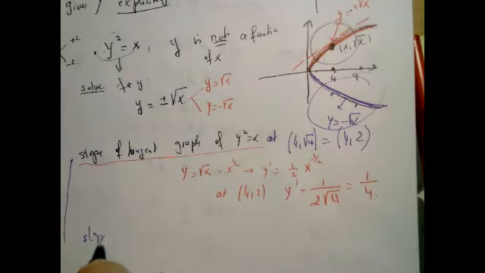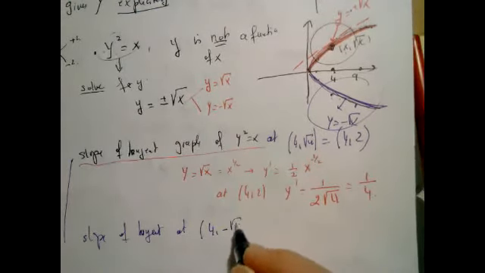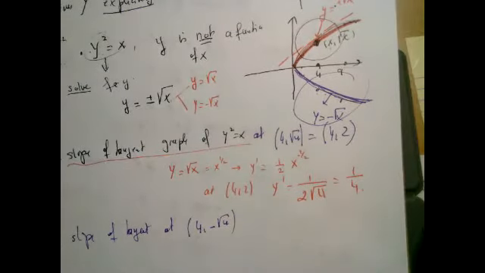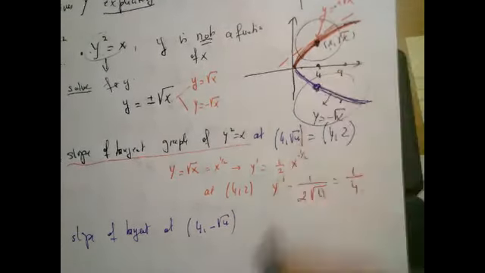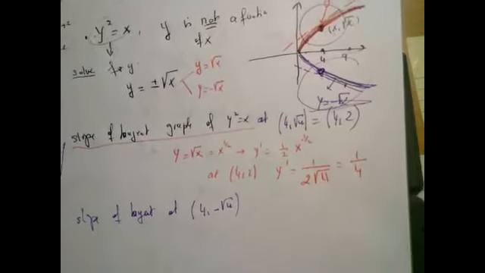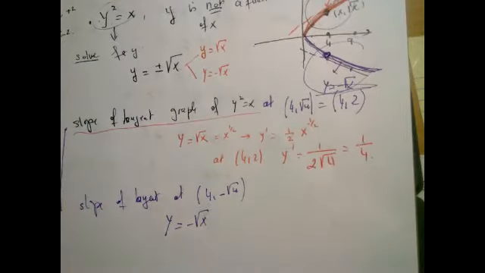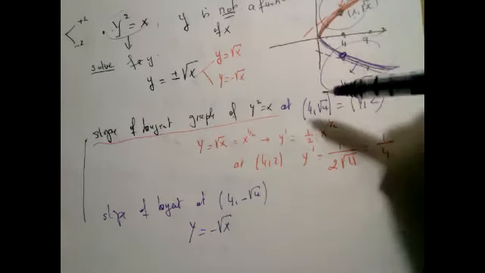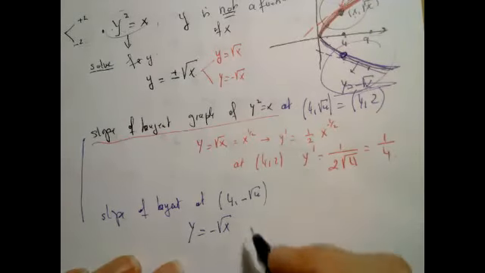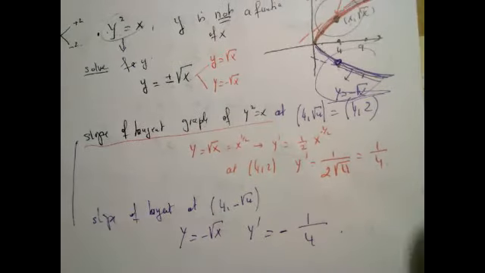Now, suppose I ask you the same question. Suppose I want the slope of the tangent at the point (4, minus the square root of 4). If I want the slope right there, I need to use another formula, because here y is the minus square root. So it depends on the point on the graph. I have to use a different formula. So y prime is going to be, if we do the math here, minus 1 over 4.